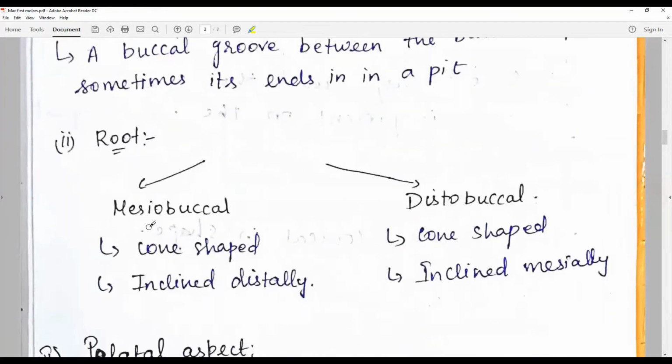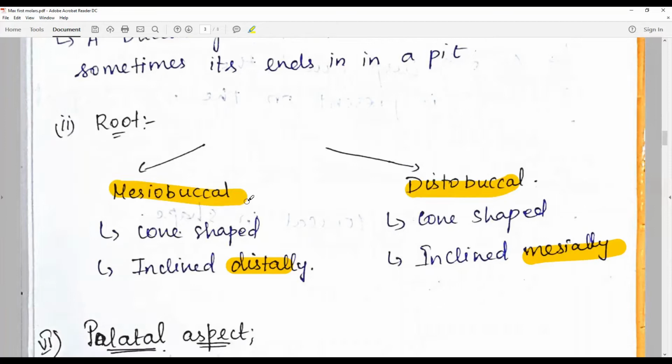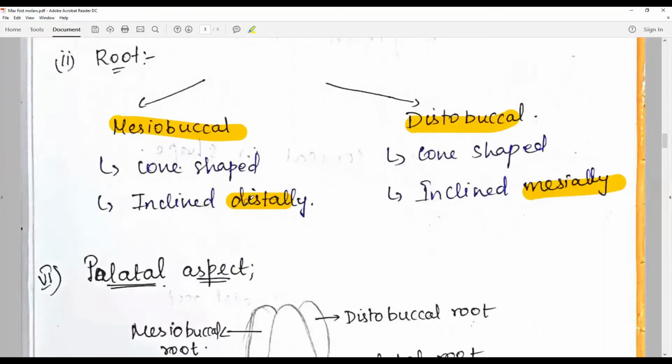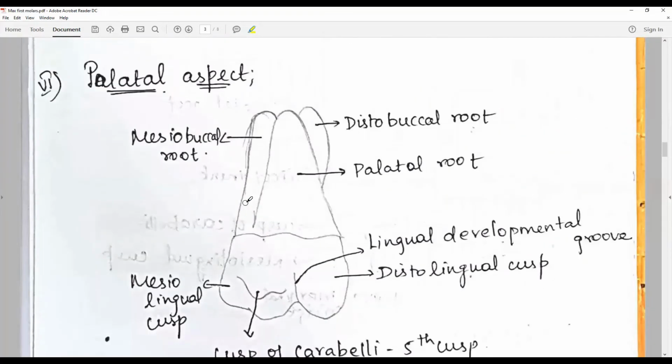Next, the root. We see the mesiobuccal root and distobuccal root, both are cone shaped. The mesiobuccal is inclined distally, whereas the distal is inclined mesially. Very classic description you have to give about the root outline. Then coming to the palatal aspect.